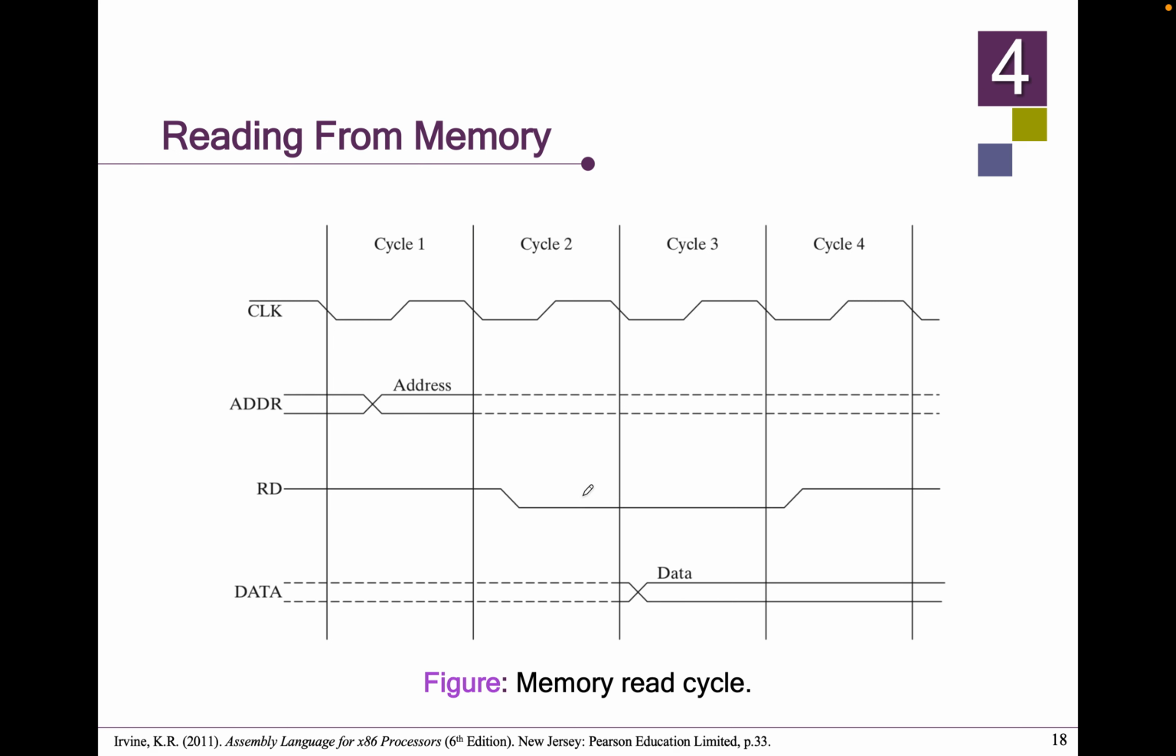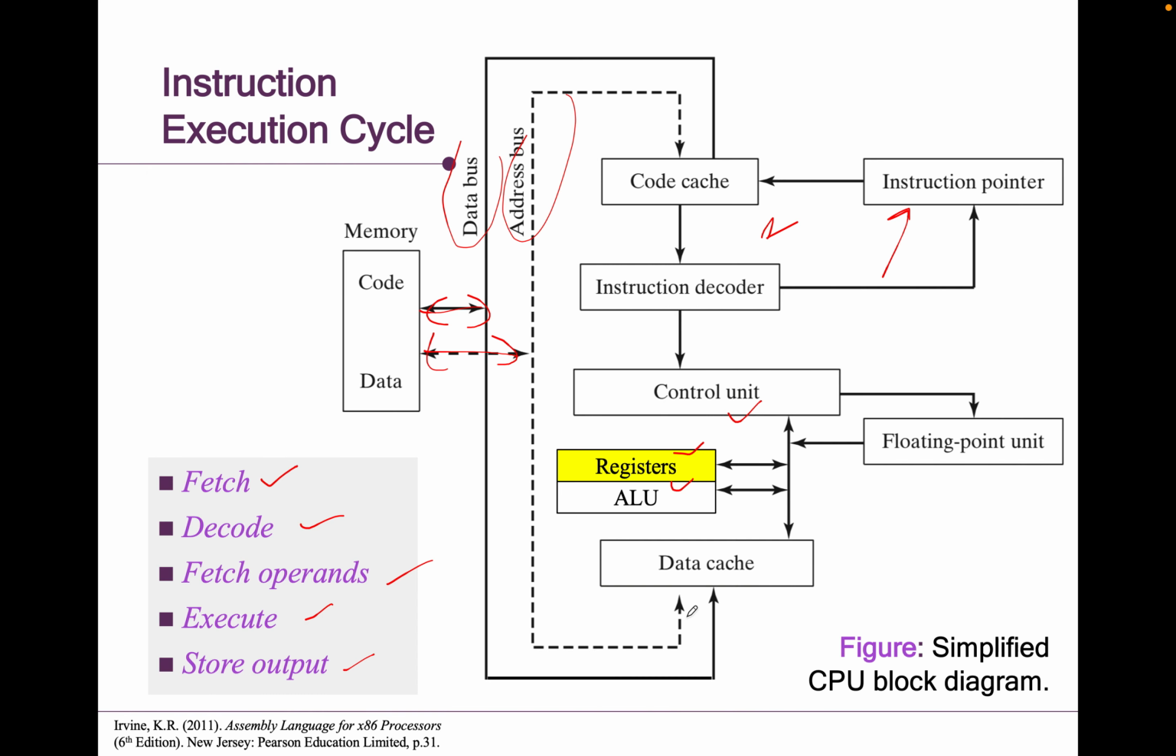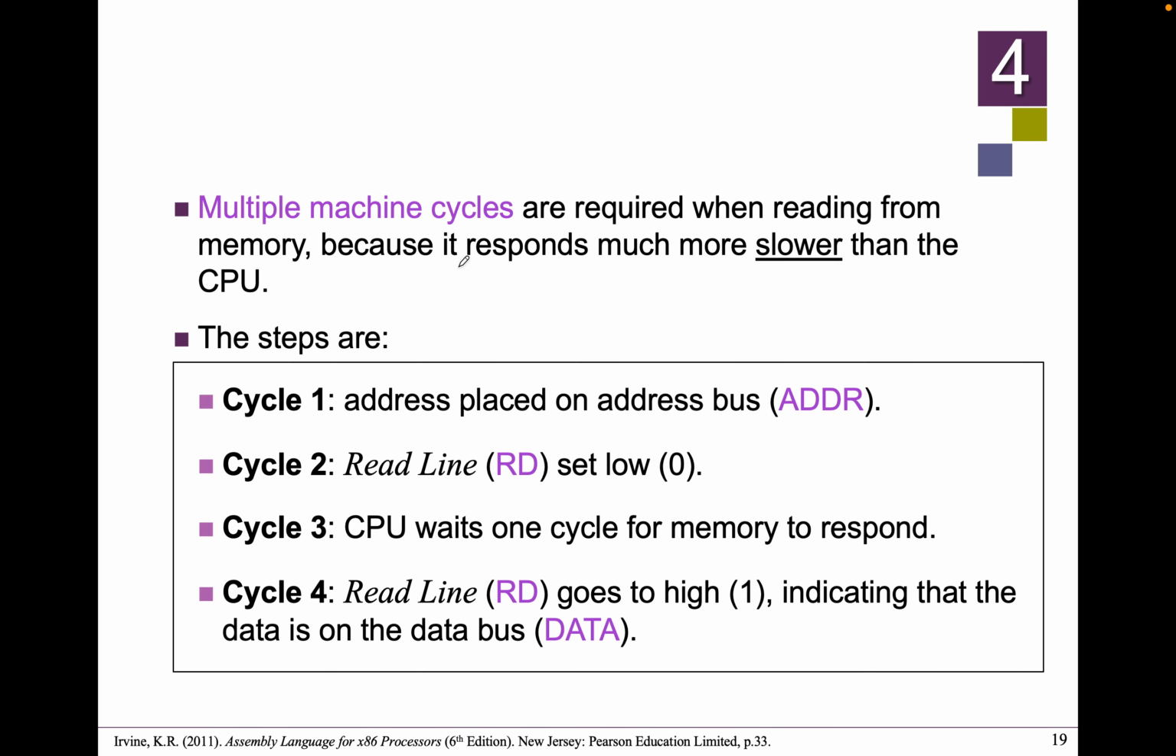This one is an example of a memory read cycle. When you have a clock there, of course this is one clock cycle, another cycle, another cycle, another cycle. You can see here that you have the ADDR address and your data. So this is how the connectivity between each other works. This is using your data bus.